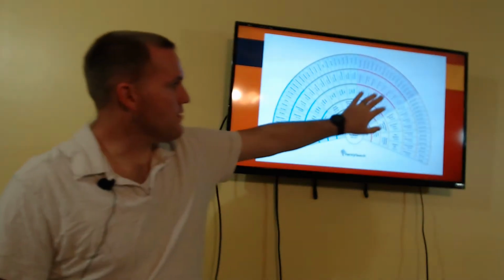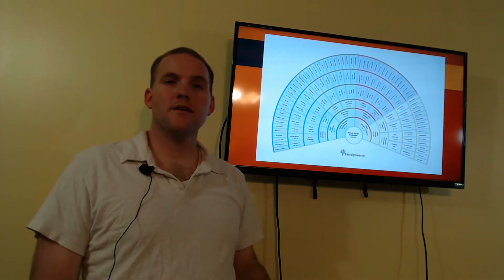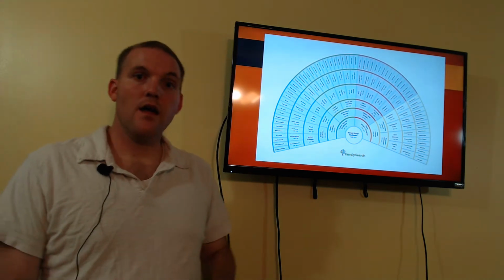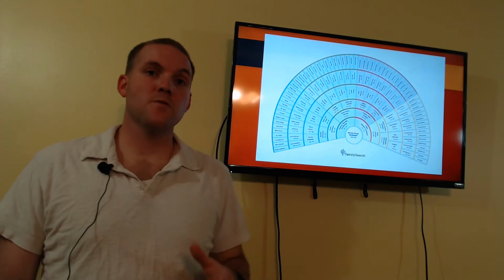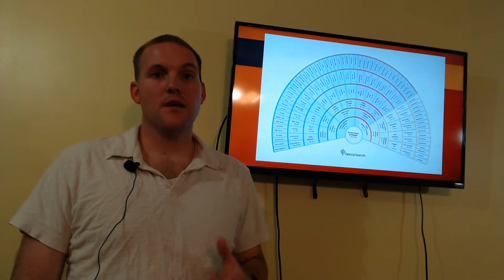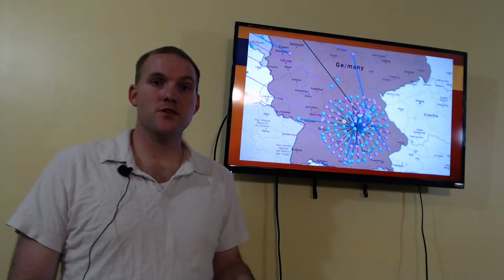This portion here in red is his German ancestry. We can trace this all the way back to 1563 in Bavaria, which is in part of modern-day Germany.